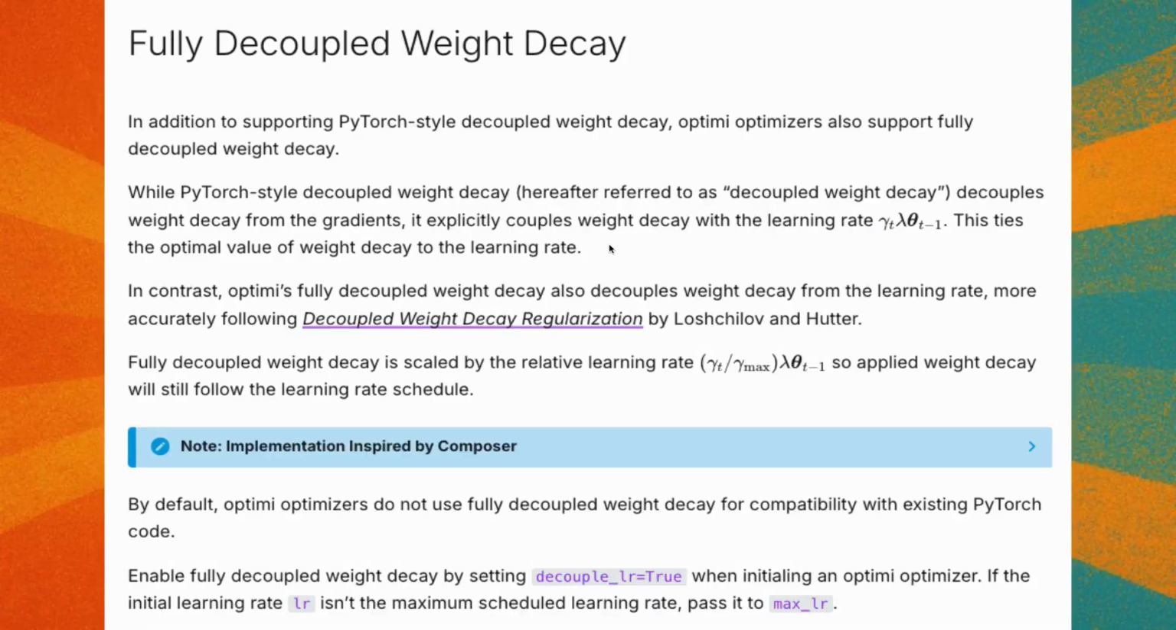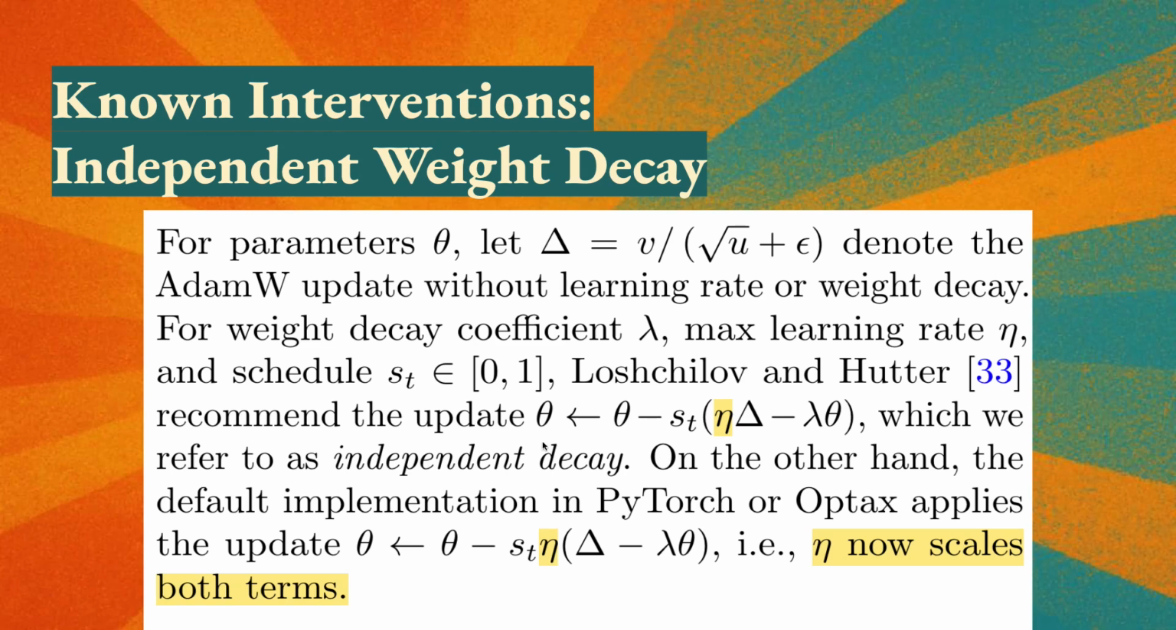This is the documentation from the Optimi library by Benjamin Warner, and in his library, the fully decoupled weight decay optimizers are provided. And here in this documentation, we have gamma divided by gamma max. Gamma is the learning rate, and this fraction here is the relative learning rate, which is basically the same thing as this ST value, which is telling you basically how far along the learning rate schedule you are.